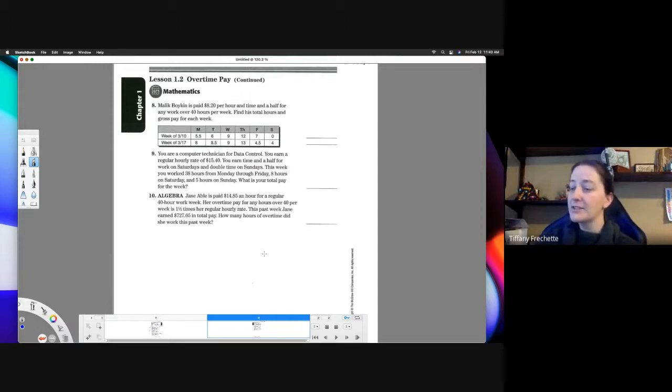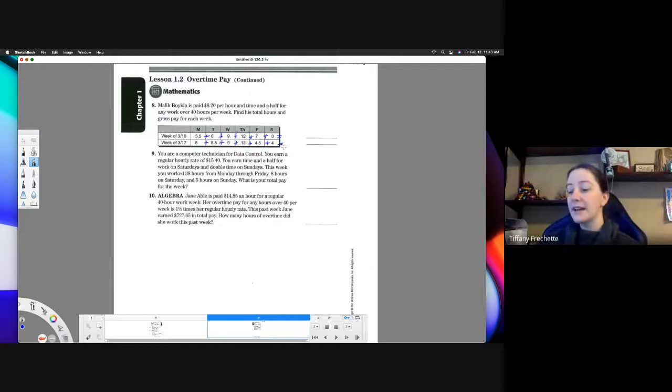So we need to find his total hours for the week, which means that we're going to need to take all these numbers in here and add them together and have a total. And same thing for the second week, we're going to need to add all of these together and get a total here. That's not our answer. That's not what we're going to write on the line.